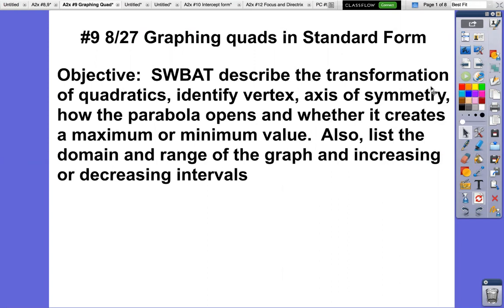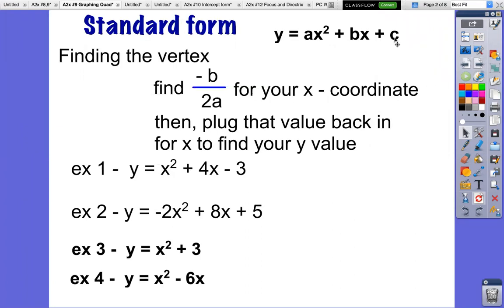So you should by now know how to describe the transformation, identify the vertex, axis of symmetry, how the parabola opens, and whether it creates a maximum or minimum value. We're also going to start talking about the domain and range and increasing and decreasing intervals. So make sure that you guys write this down or you have it somewhere handy. We're going to start with the second formula.